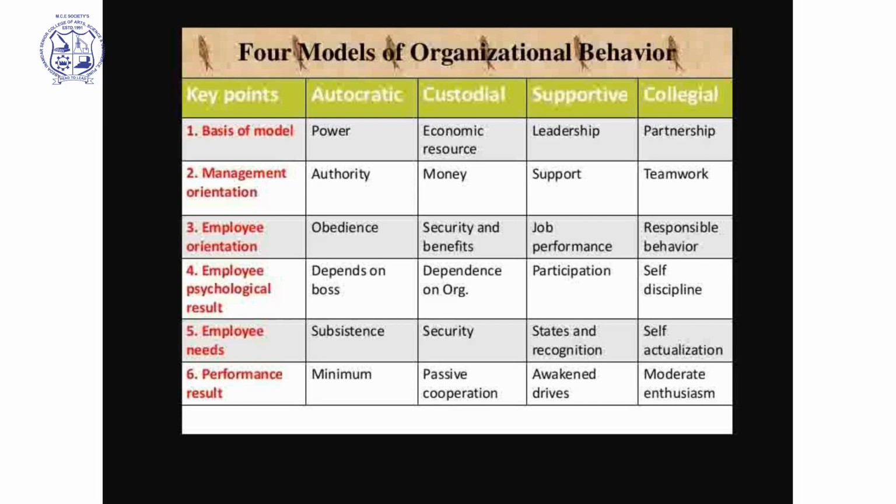The employee need met is self-actualization. This is part of Maslow's need hierarchy theory, where this is the second last need a person can have. From that self-actualization, the employee really realizes that this is what I am and this is how I can perform. And the performance result will be moderate enthusiasm, that there will be increased performance from all the previous three models, and employee contribution will increase in that model.